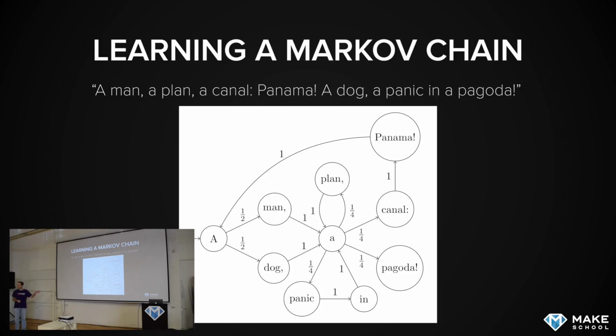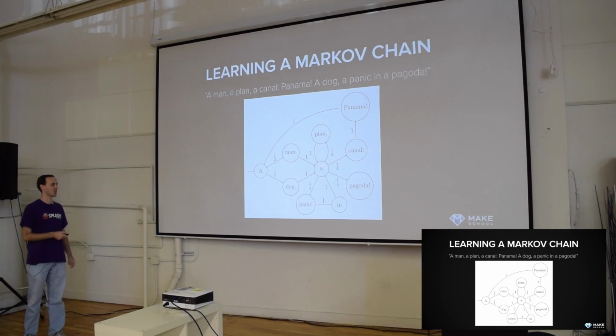Make sense where this comes from? So now if we tried generating something with this, let's say we started at A, we might get A, dog, a plan, a plan, a plan, a plan, a canal, Panama. Right? We do some random walk. You can follow any of those transitions. And you can see, okay, that didn't make a whole lot of sense. But it was better than just, say, outputting A whole bunch of times.